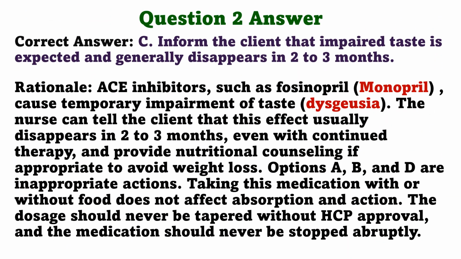The correct answer is C. Inform the client that impaired taste is expected and generally disappears in 2 to 3 months. Rationale: ACE inhibitors, such as fosinapril, cause temporary impairment of taste. The nurse can tell the client that this effect usually disappears in 2 to 3 months, even with continued therapy, and provide nutritional counseling, if appropriate, to avoid weight loss. Options A, B, and D are inappropriate actions. Taking this medication with or without food does not affect absorption and action. The dosage should never be tapered without HCP approval, and the medication should never be stopped abruptly.